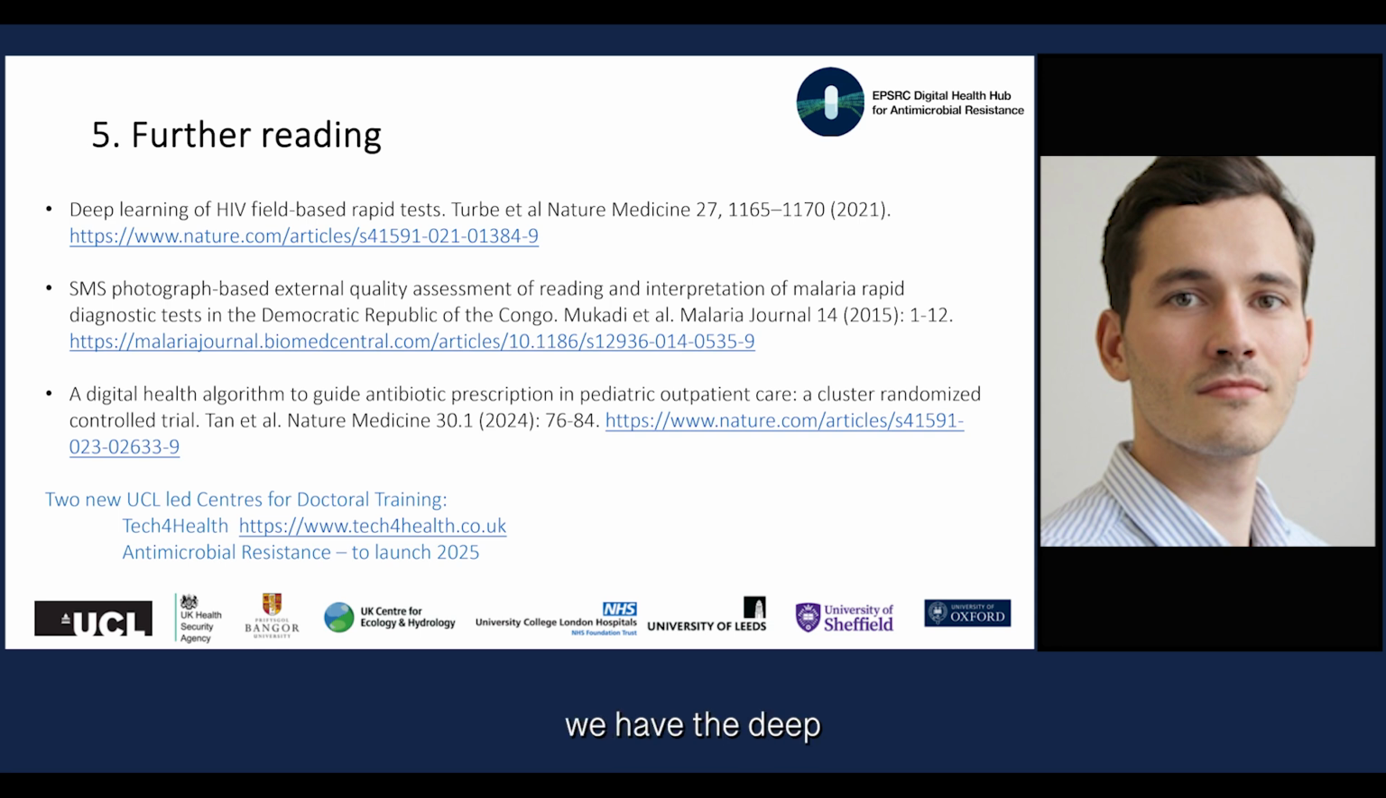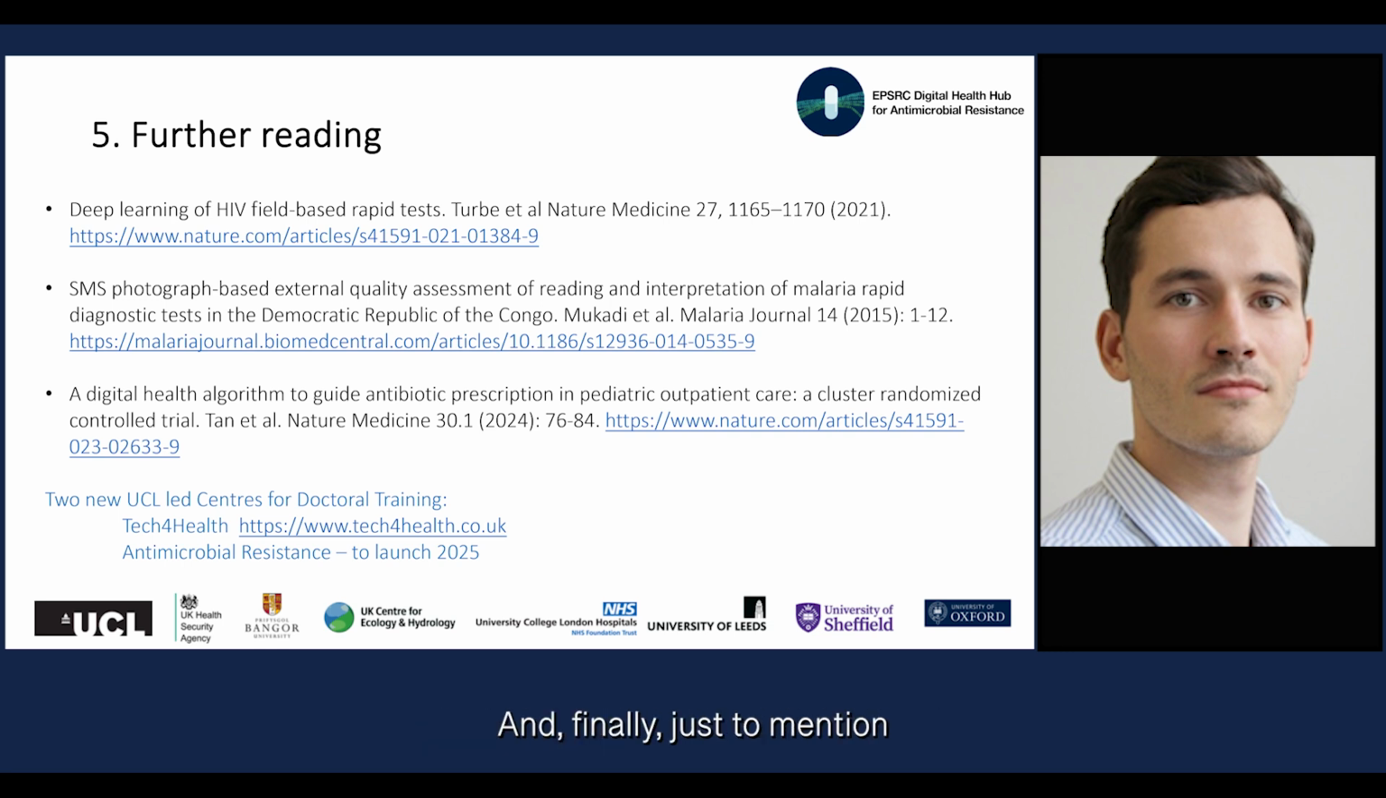So first of all, we have the deep learning of HIV field-based rapid tests, which is the first case study on HIV RDTs. Second is the visual assessment of RDTs that took place in the DRC. Third is the digital health algorithm, which we've just explored in Tanzania.